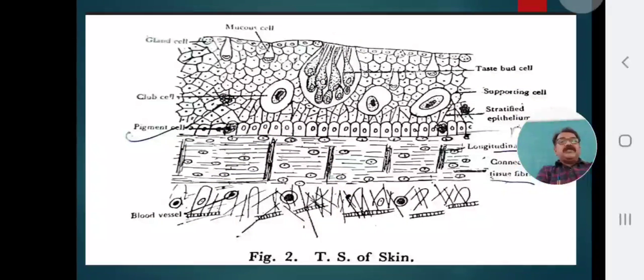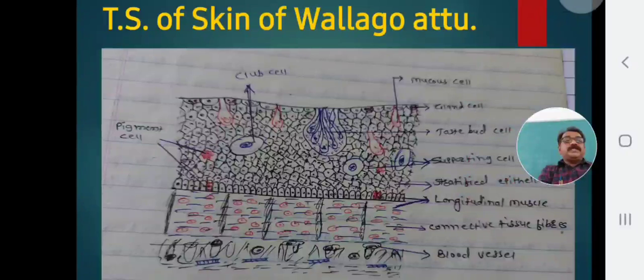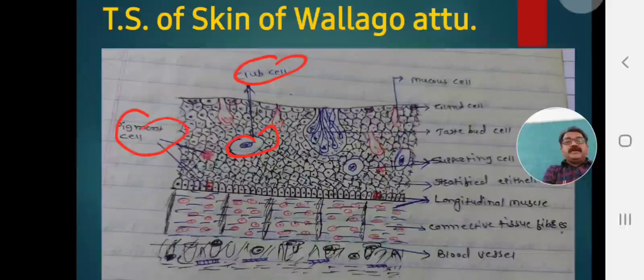Again, this is the figure, the TS of skin of Wallago. Which cells have we seen? See the figure, these are the club cells. Then these are the pigment cells. Due to the pigment cells, coloration is formed, various shades of color are developed on the fish body.